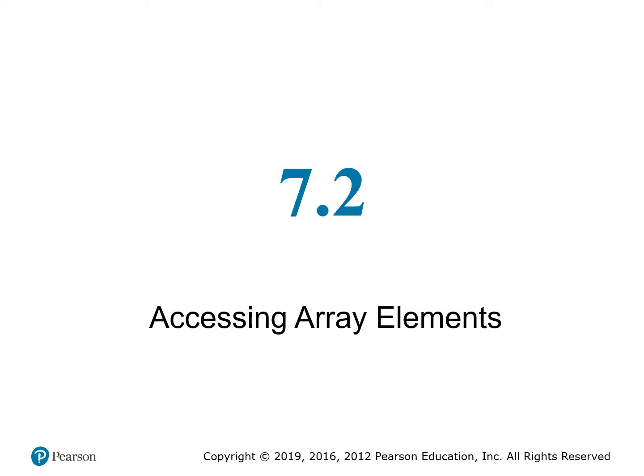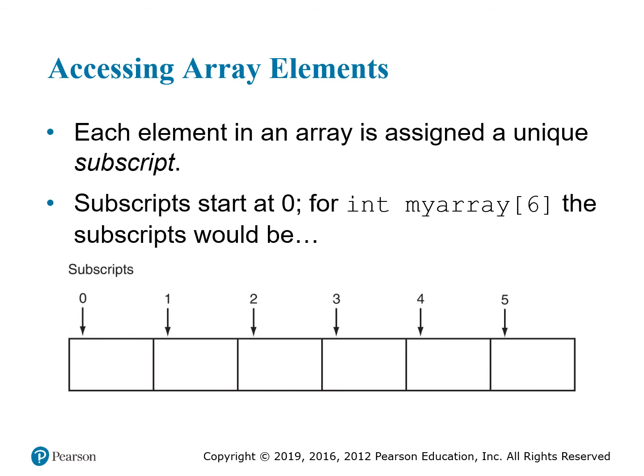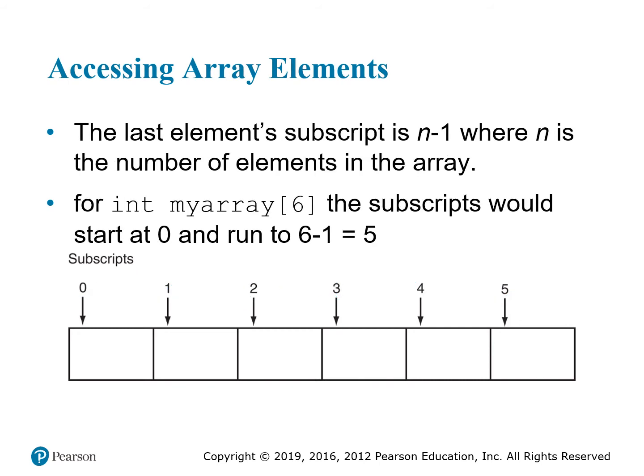Okay, so now that we've figured out how to create an array, let's talk about how to access array elements. Each element in an array is assigned a unique subscript. The subscripts always start at 0, so for int myArray[6], the subscripts would be 0, 1, 2, 3, 4, and 5, for boxes 1 through 6. The last element subscript is always n minus 1 if n is the number of elements in the array. So for int myArray[6], the subscripts would start at 0 and run to 6 minus 1, which is 5.